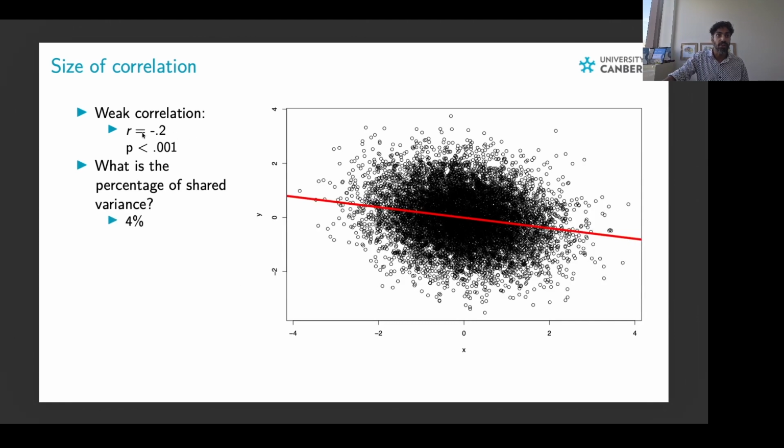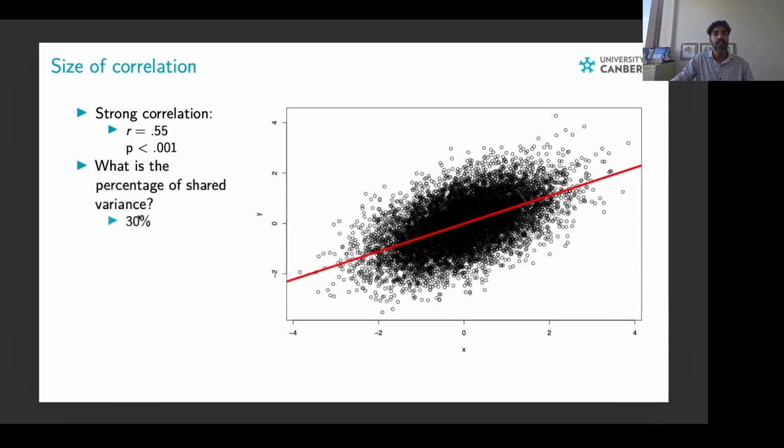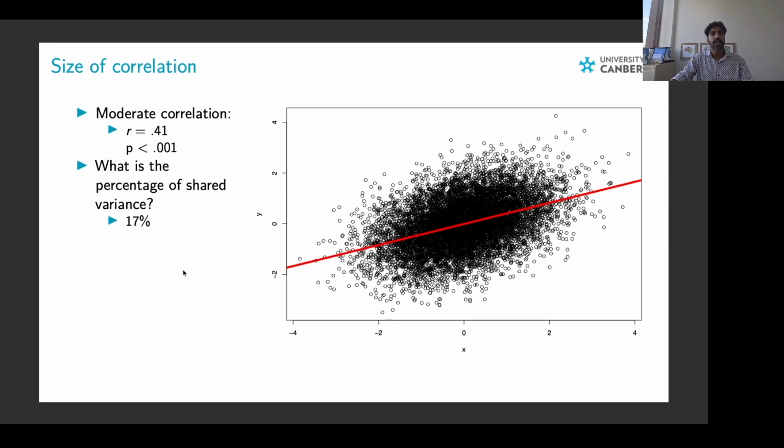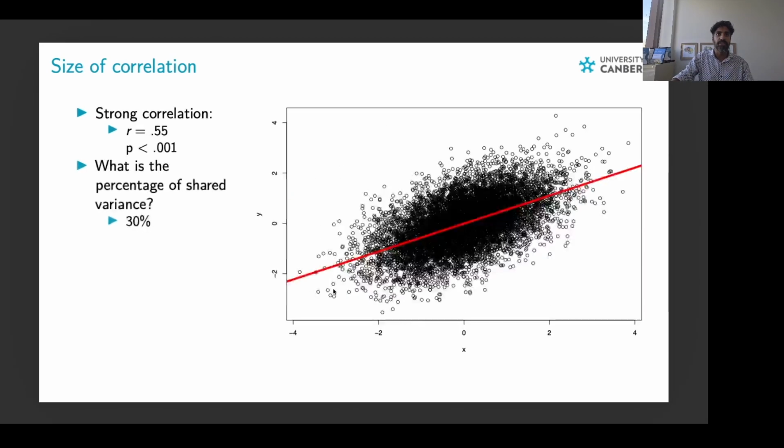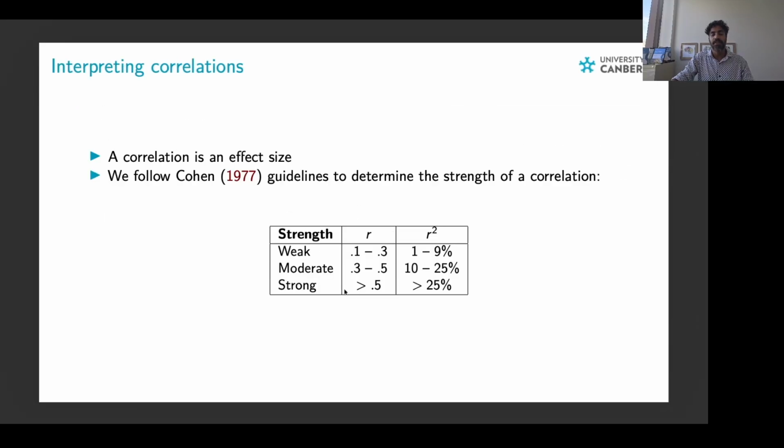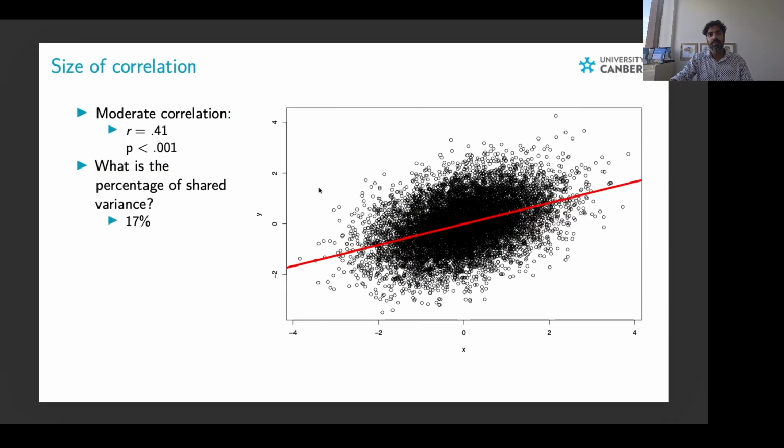And here you have a weak correlation, which is negative 0.2, statistically significant. What's the percentage of shared variance between these two variables, x and y? It's 4%. So 4% of the variance is shared, whereas here it's 30% of the variance is shared. Here's another example of a moderate correlation, which is 0.41. Now, how I'm judging all of these sizes is based off of this table, Cohen's effect sizes, weak, moderate, and strong. So the moderate correlation is 0.41, p-value is less than 0.05, so what's the percentage of shared variance here? It's 17%, right?